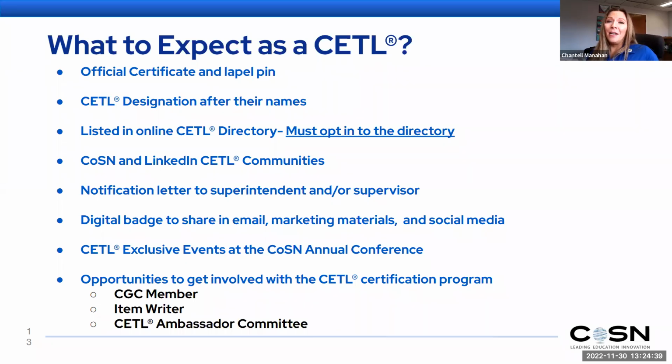And then if you are a CETL, then you can get more involved. And as Robin said, we have this ambassador committee. The only requirement is that you are a CETL. If you're a CETL, you can be a part of this. And it's really about networking and creating a sense of community. And we're looking for one from all 50 states.